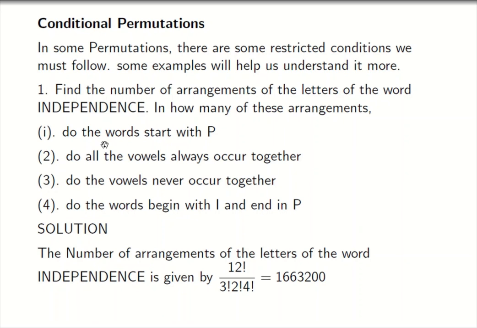1,663,200. Okay. So, the first condition. Let's look at the condition. Does the word start with P? So, it means that I should take P out of this and put P in the first position. So, how many ways do I have?